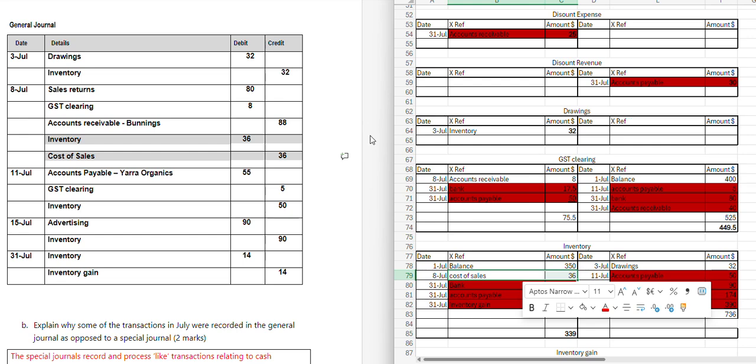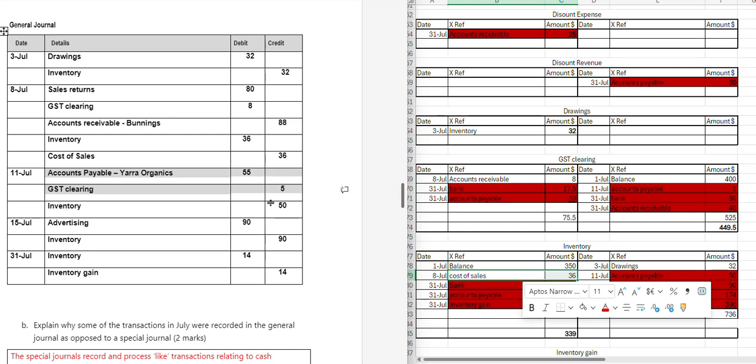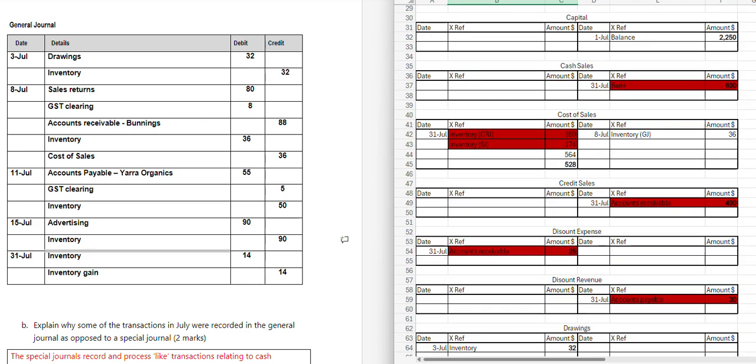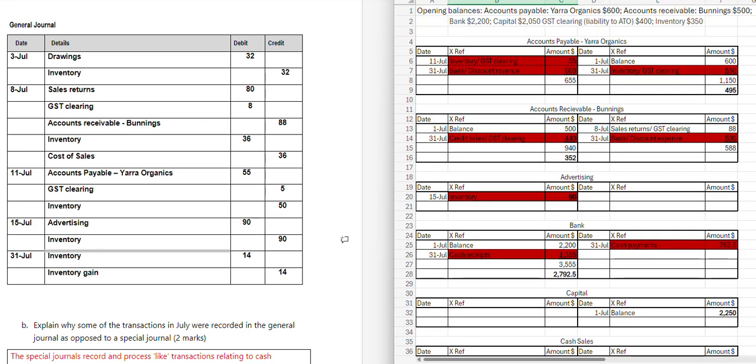On the 11th, this is for a purchase return with a GST component. So let's look at our accounts payable account up the top.